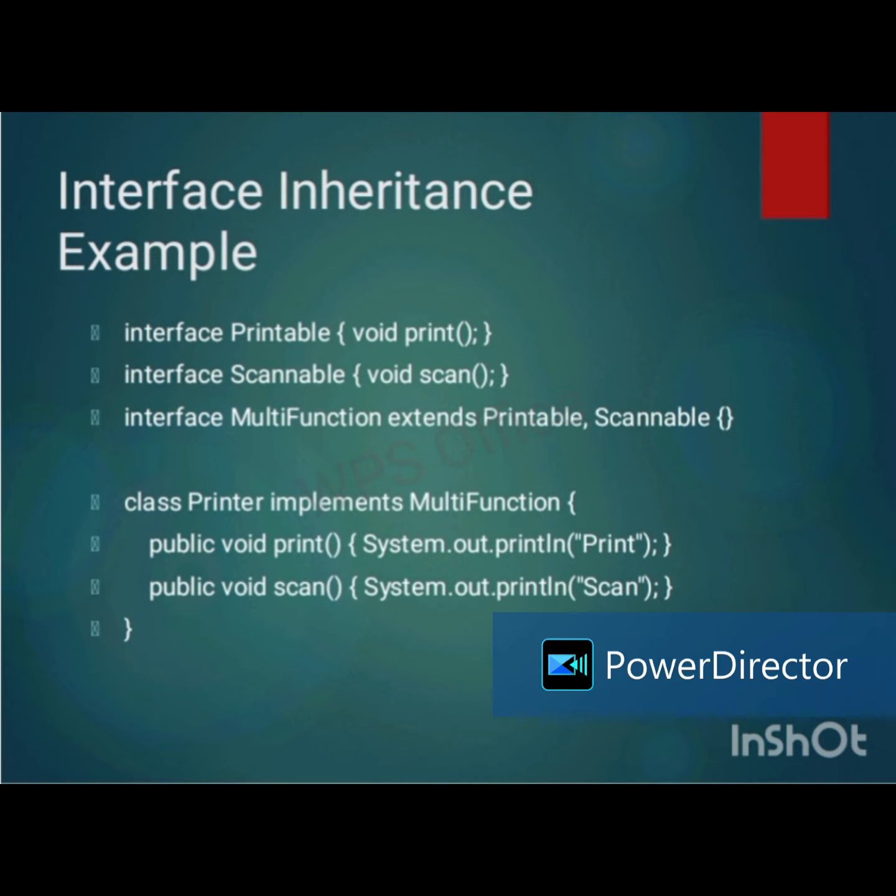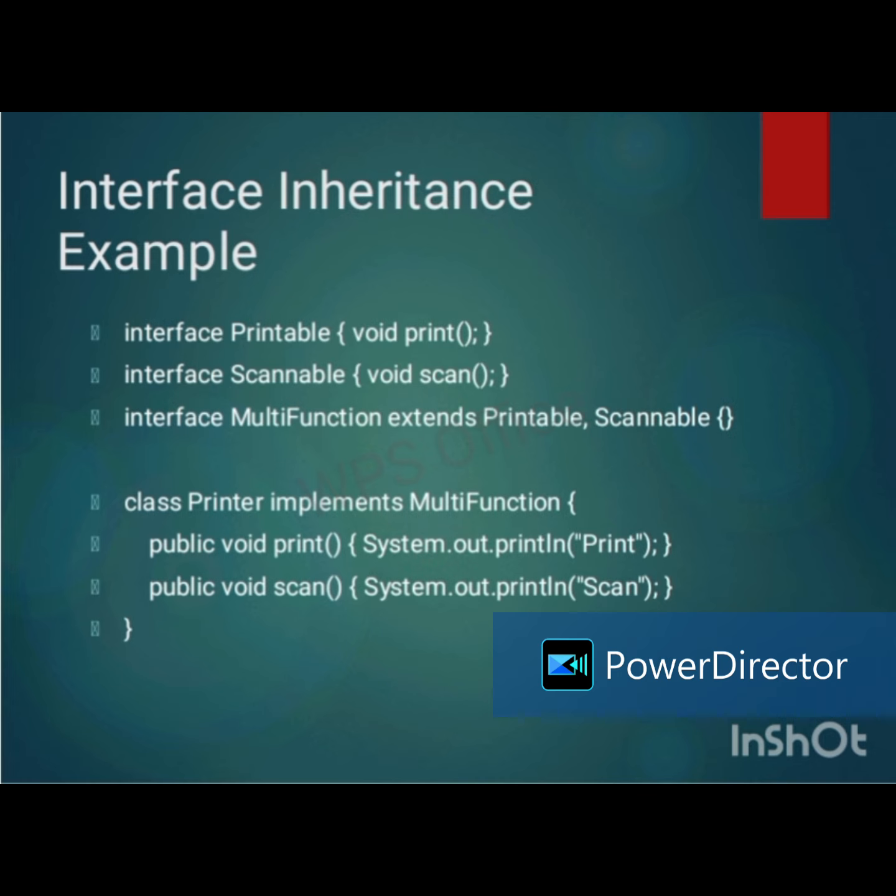This means that MultiFunction is a composite interface that represents both capabilities. Any class that implements MultiFunction must now implement the print and scan methods. Here we show a class called Printer that would implement it. This is a classic example of interface inheritance and multiple behavior composition.